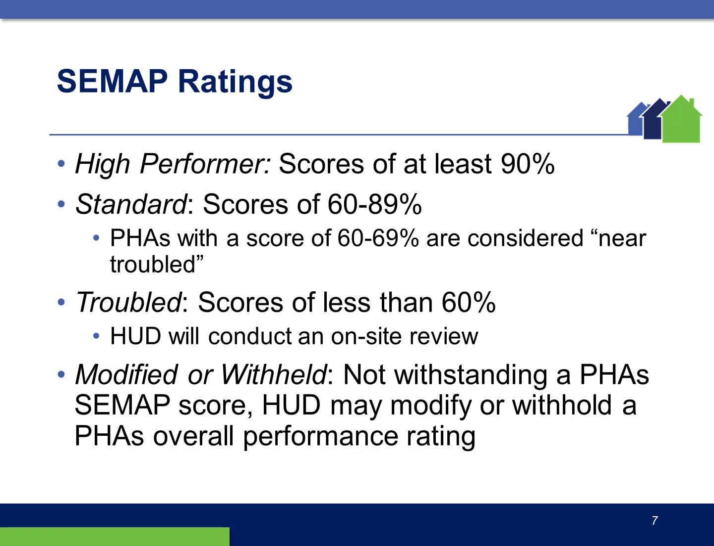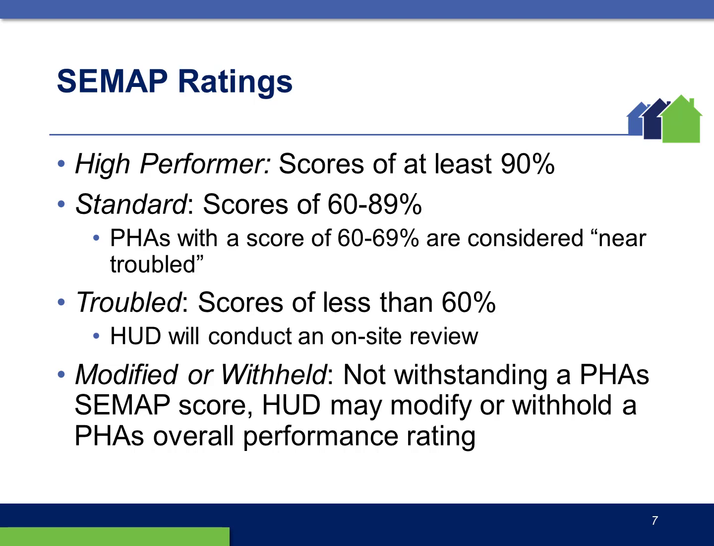The CMAP score indicates your PHA's overall rating. The 3 performance ratings are High Performer, Standard, and Troubled. High Performer PHAs are those with CMAP scores of at least 90%. High-performing PHAs receive national recognition by HUD and may be given competitive advantage under notices of funding availability.